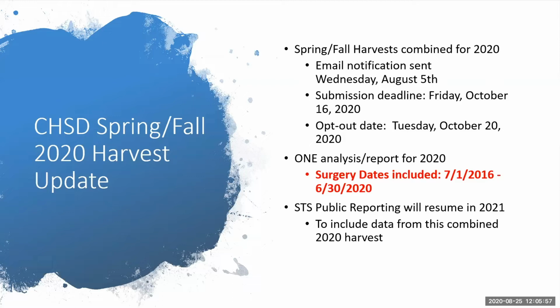The submission deadline for this current harvest is set for Friday, October the 16th, and the last date to opt out of this harvest is Tuesday, October the 20th. Public reporting will resume in 2021 and will include data from this 2020 harvest. The public reporting task force and surgeon leaders are working to enhance the STS public reporting website for 2021. Please stay tuned, as additional public reporting information will be coming soon.